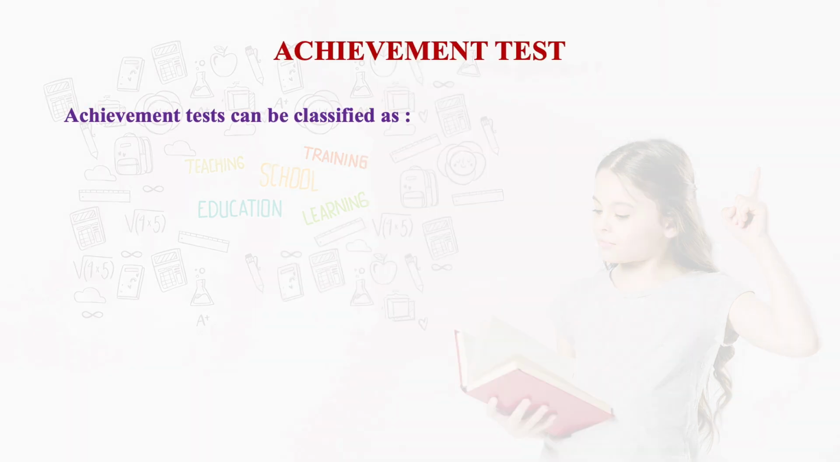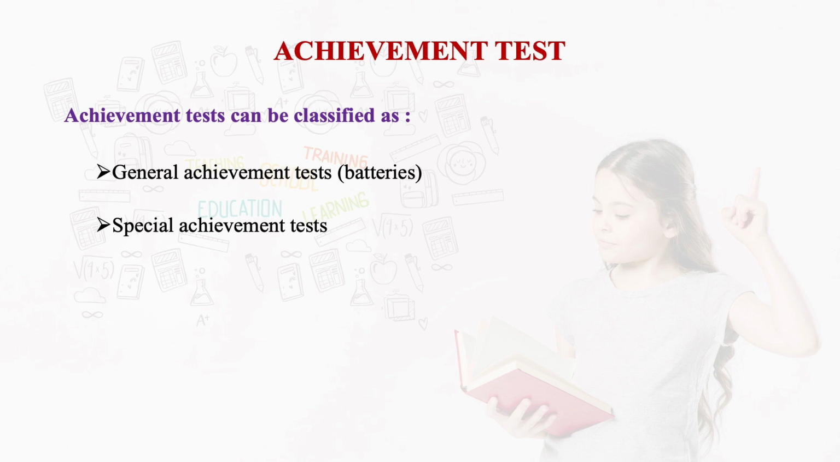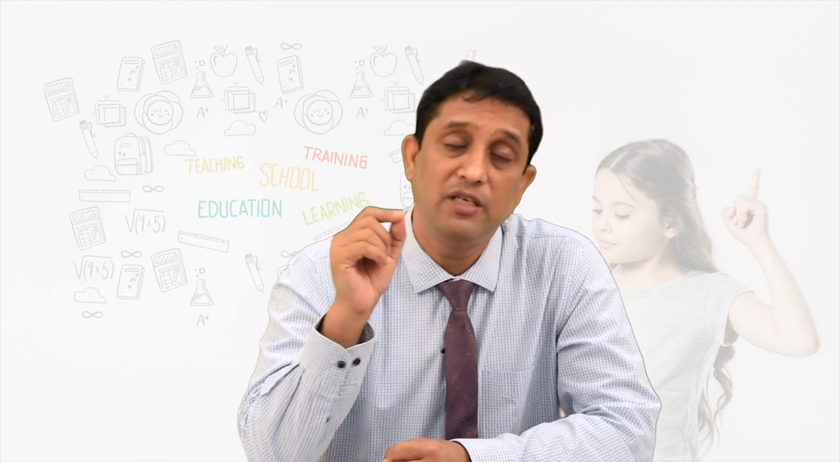And further, achievement tests can also be classified as general achievement tests and special achievement tests. A general achievement test is called an achievement test battery. That means here you will find that questions are taken from different areas. It may be from reasoning, general knowledge or general awareness, language skill, and other subject areas also. And for a special achievement test, you have to focus upon only one aspect. If it is science, then achievement related to science. If it is social science, achievement related to social science.